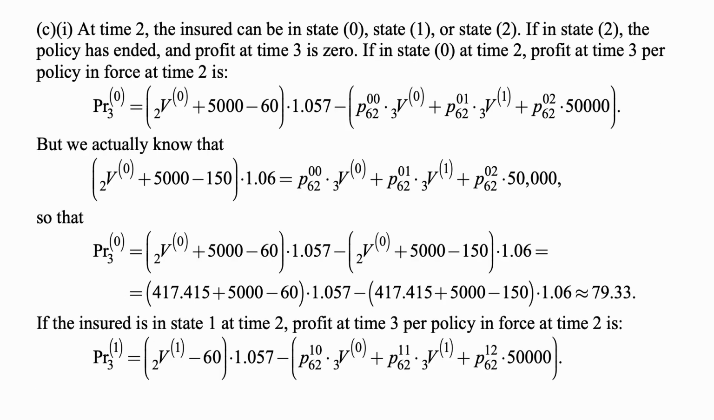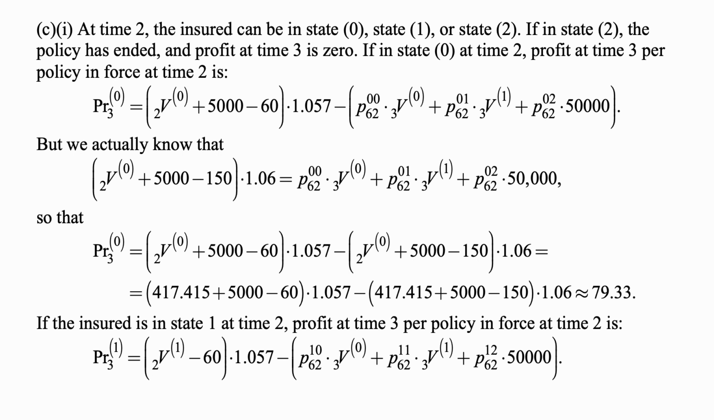For Part C, Part 1, at time 2, the insured can be in state 0, state 1, or state 2. If in state 2, the policy has ended and profit at time 3 is 0. If in state 0 at time 2, profit at time 3 per policy in force at time 2 is, well, the reserve plus the premium minus the expense, which in this case is 60, accumulated at the earned rate of 5.7%, minus the payouts at time 3. They're not exactly payouts, because if it's a reserve, then it's kept for the customers, but it's the money that needs to be kept, so taken away from profit.